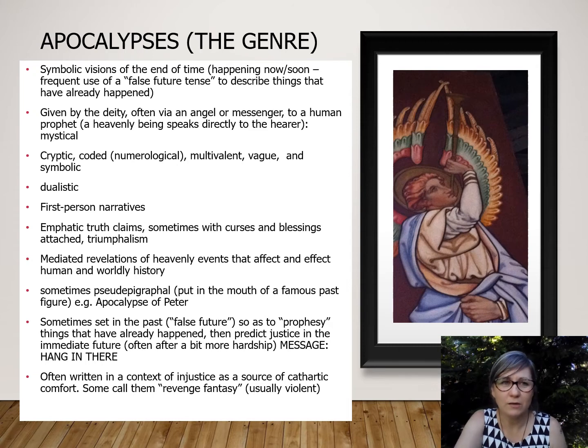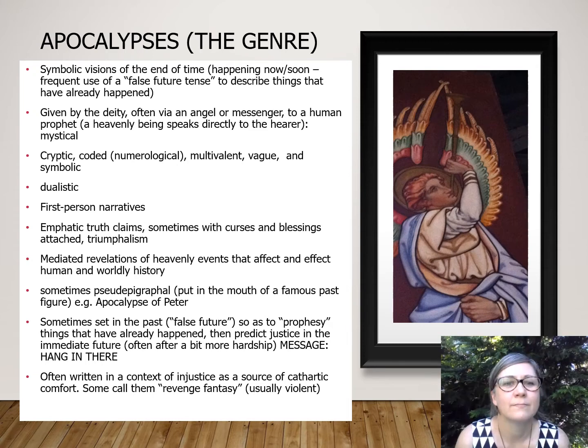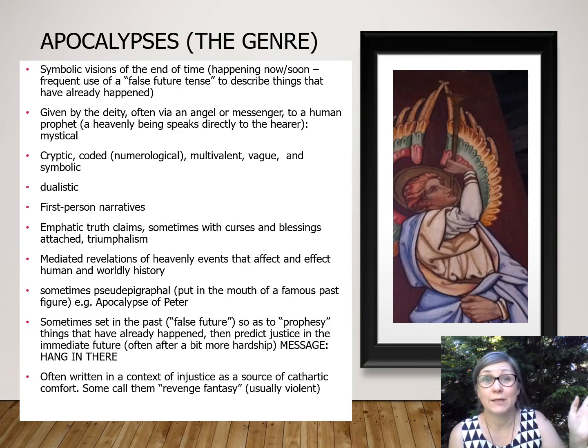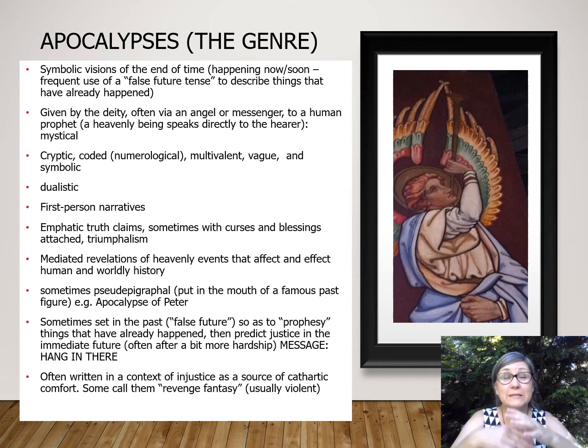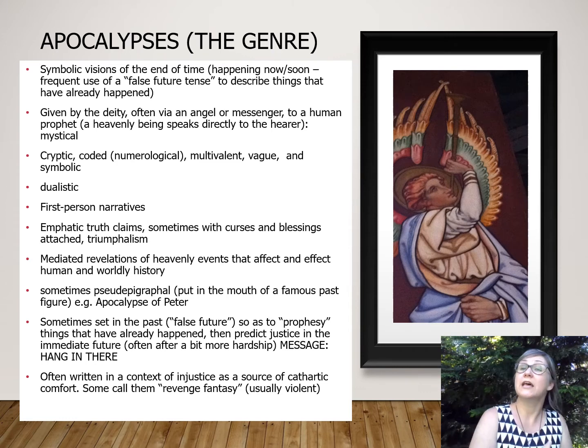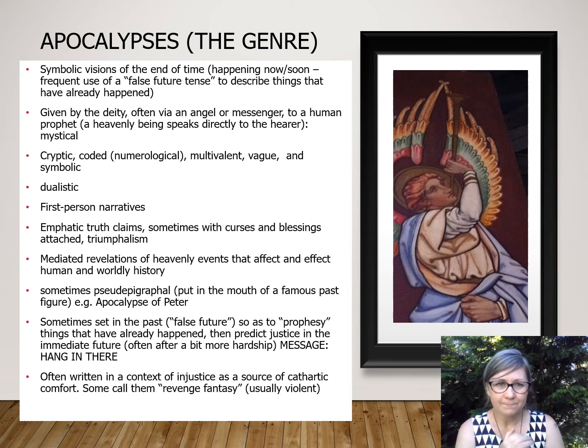But what about the apocalyptic genre? How do you look at an ancient book and say, oh, looks like this is an apocalypse? Well, the first thing you see is that it's a vision of the end of time filled with symbols, symbolic. There's sometimes the use of something called a false future tense, which is, it's written in the future tense, like this is going to happen and that is going to happen, but it's describing things that have actually already happened. So it's sort of pretending to be ancient.